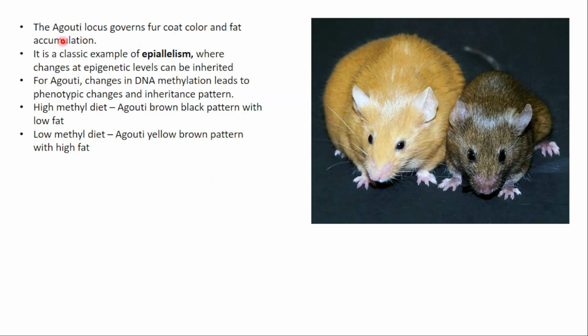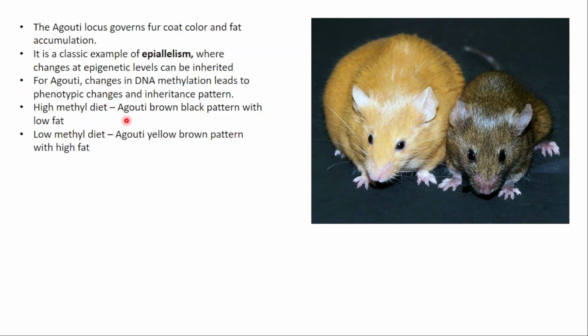So the agouti locus governs fur coat color and fat accumulation. So it governs two phenotypes, the fur coat color and fat accumulation. It is a classic example of epiallelism, where changes at the epigenetic level can be inherited. We will encounter epiallelism later in the slides where we have a question on it. So for agouti, changes in DNA methylation lead to phenotypic changes and inheritance patterns. Changes in epigenetic marks like DNA methylation can lead to phenotypic changes.